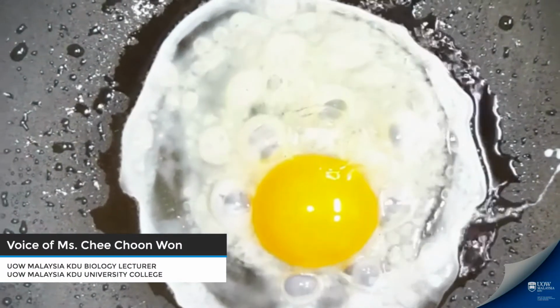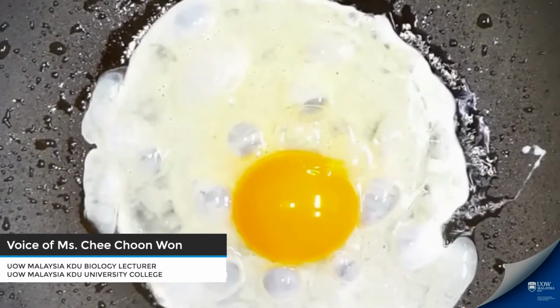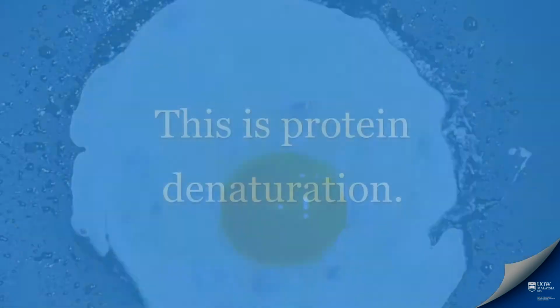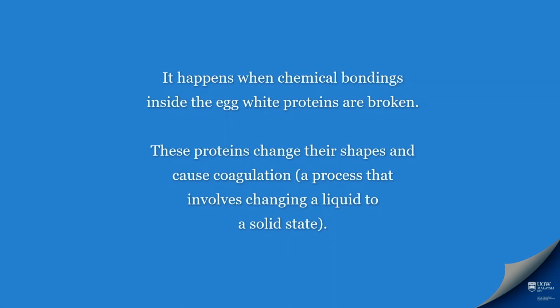When I was still a kid, one of the awesome sightings in the kitchen was to observe egg white turn white in a hot frying pan. This is protein denaturation. It happens when chemical bondings inside the egg white proteins are broken. These proteins change their shapes and cause coagulation, a process that involves changing a liquid to solid state.